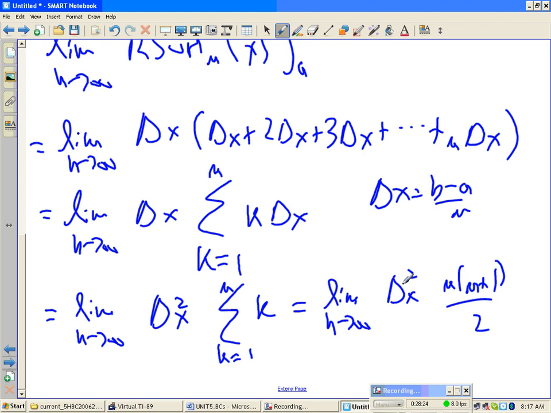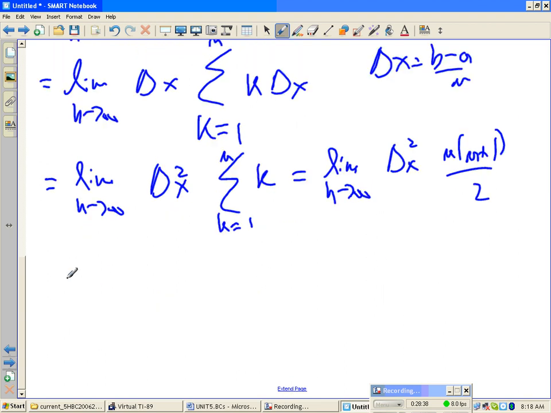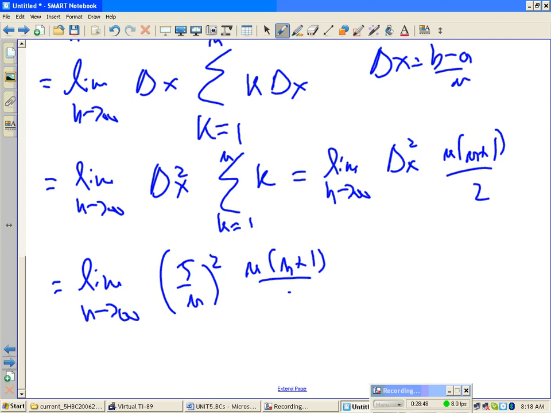Now, what is delta x? Delta x is b minus a over n, but in our example, b was 5, a was 0, and n is n, so that's just 5 over n. 5 minus 0 is 5, 5 over n. I'm writing this so I can take the limit in n. I'm trying to figure out how to make this a limit in n, okay? So this is 5 over n squared times n plus 1 over 2.